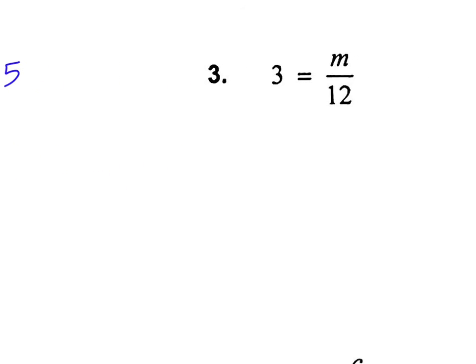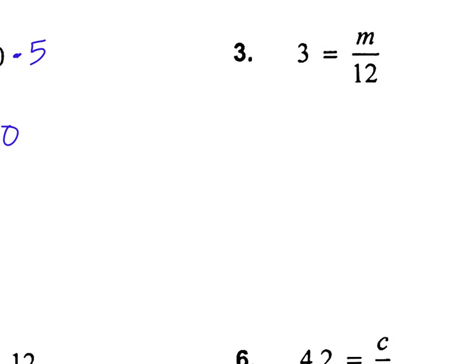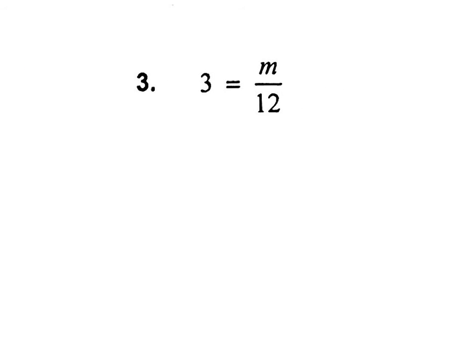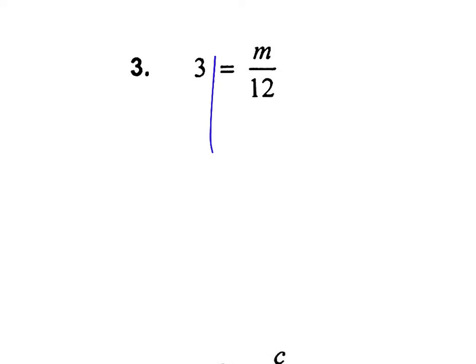All right, let's see what's next here. It looks like number 3. Do we have to freak out if the variable is on the other side? No, we don't have to freak out about that. All we have to do is just go, okay, m divided by 12. What's the inverse operation of dividing by 12? We're going to times by 12. Goodbye, 12s, left with m. Over here, we're going to times by 12, and we get 36.